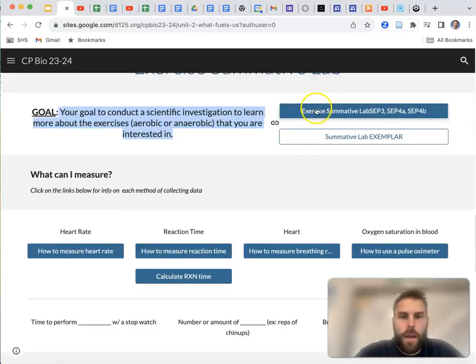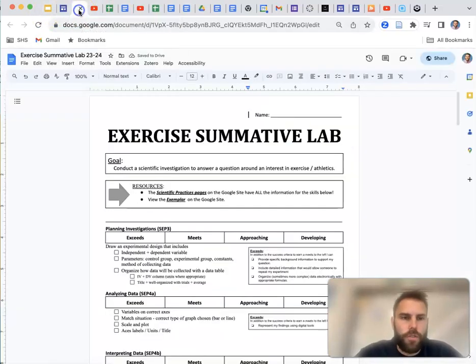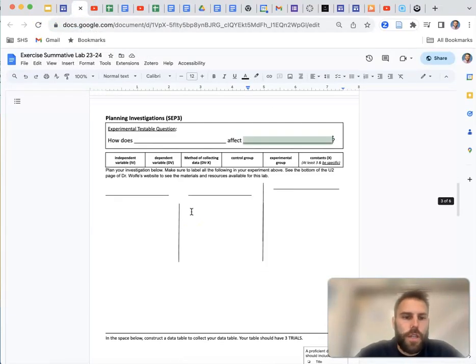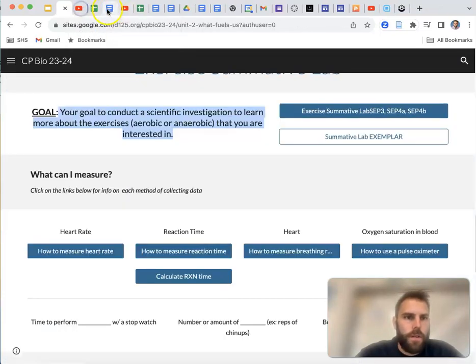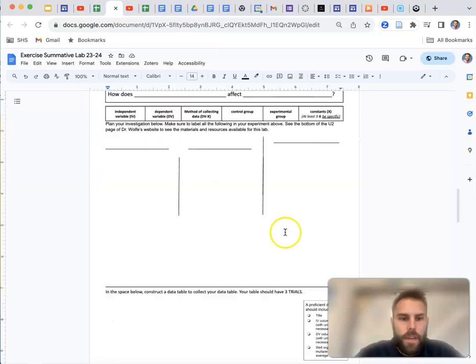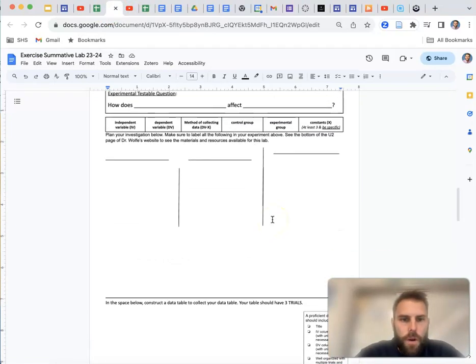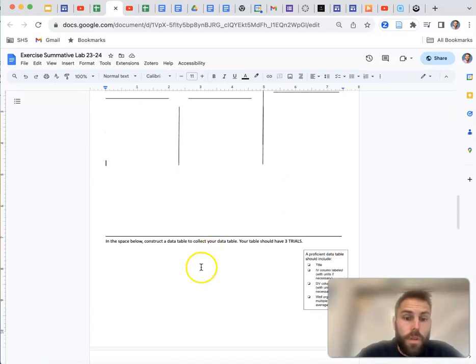I'm going to click on the exercise summative. Remember, you could always click here if you happen to lose your exercise summative lab. Your goal today is to work on page 3. I'm going to bring it up over here. So how does blank affect blank? Looks very similar to the formative, right? You do not need to finish this in class today, but I want you to get a healthy start. You will have some time on Monday to start planning this.